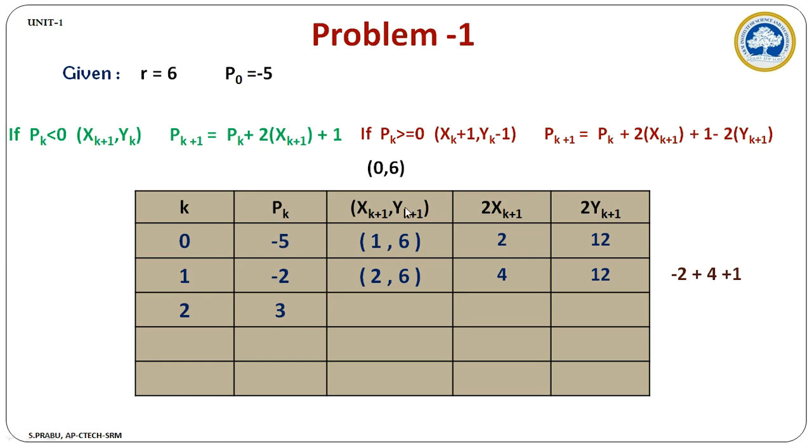Now we get a positive value, so we have to use this formula. Here we should increment the x coordinate value and decrement 1 from the y coordinate value. So the next possible coordinates are 3, 5. Then multiplying by 2, we get 6, 10. Then for the next decision parameter, write the pk value, that is 3, plus 2 into xk plus 1, that is 6, plus 1, then minus 2 into yk plus 1. So now that value is 10. So the result is 0. So the next value is 0.